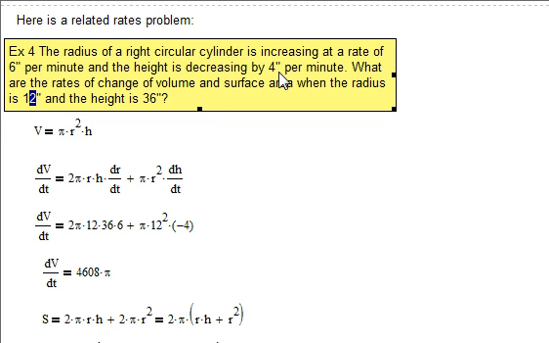and the height is 36 inches, and of course, the radius is increasing by 6 inches per minute, and the height is 36 inches but decreasing by 4 inches per minute.